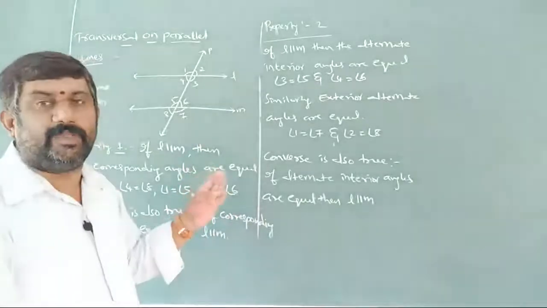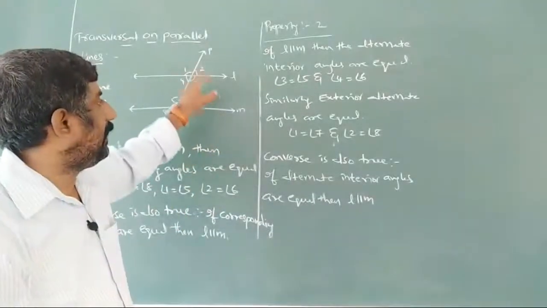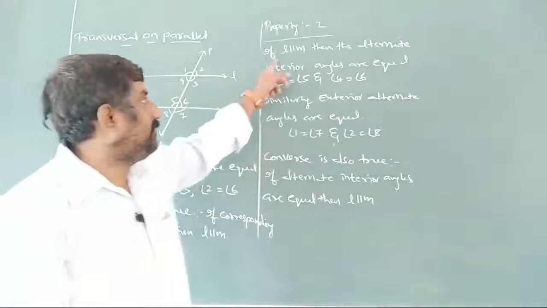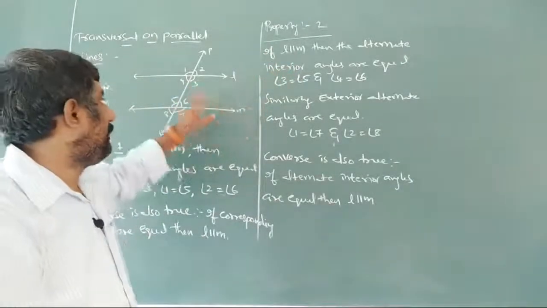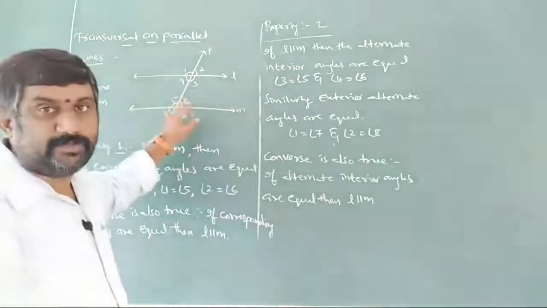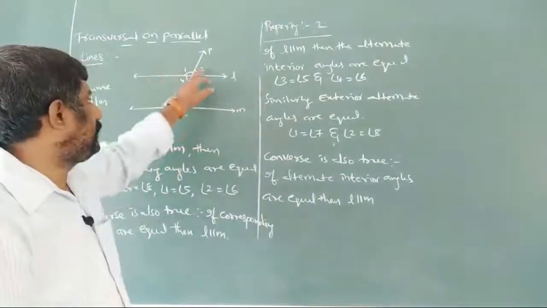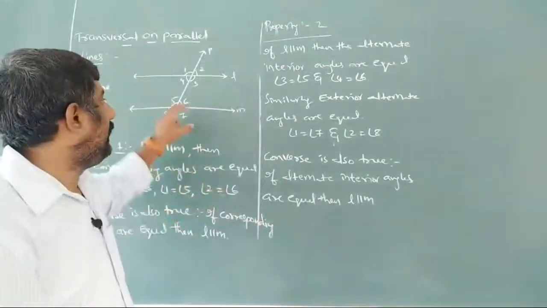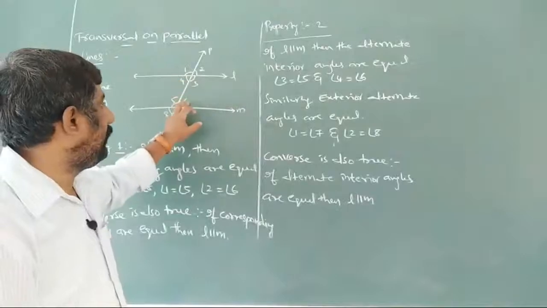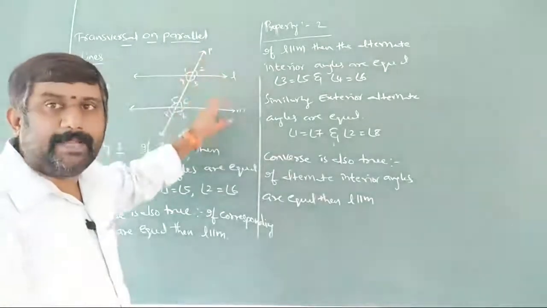What property number 2 is saying: if the lines intersected by the transversal are parallel, L is parallel to M, then alternate interior angles are going to be equal. 3 is equal to 5, 4 is equal to 6. Similarly, exterior angles, 1 is equal to 7, 2 is equal to 8. Our converse we are taking: if alternate interior angles are equal, then the lines intersected by the transversal are parallel.